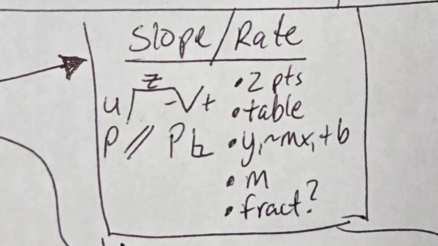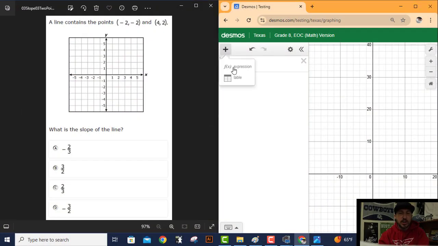Well, you have some notes there. How do you actually calculate the slope? You've got to have 2 good points. Put them in the table: y1 squiggle mx1 plus b. Type in the m, and then be ready for the fraction. All right, here we go. So how do you find the slope? Hey, it gave us the 2 good points. You're going to put them into a table.